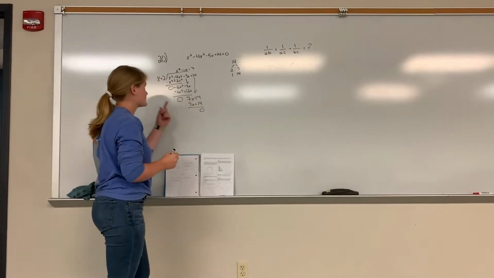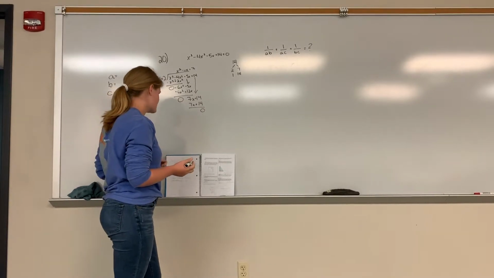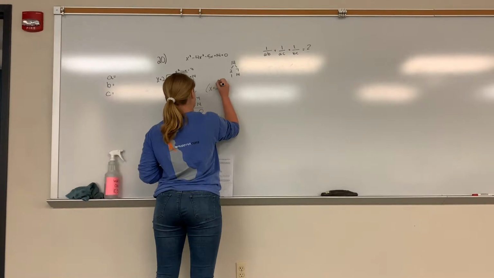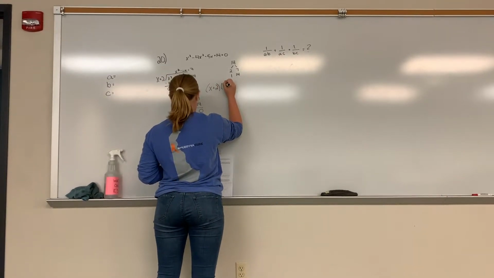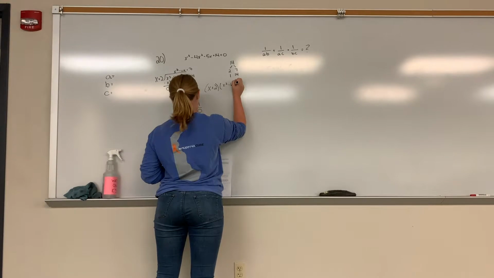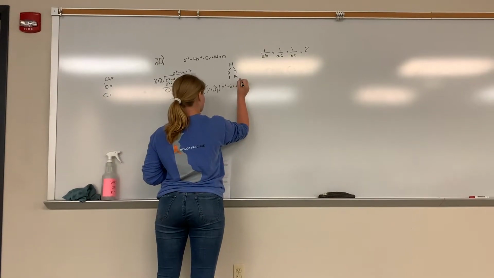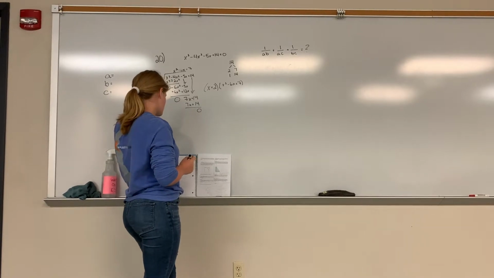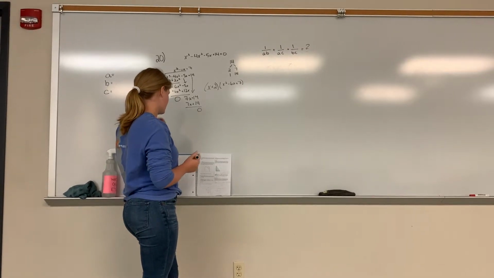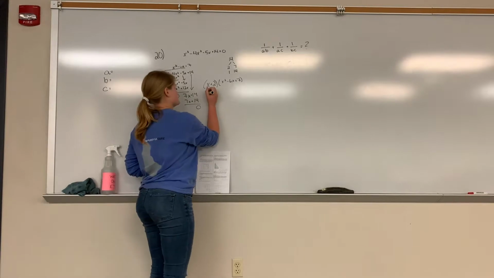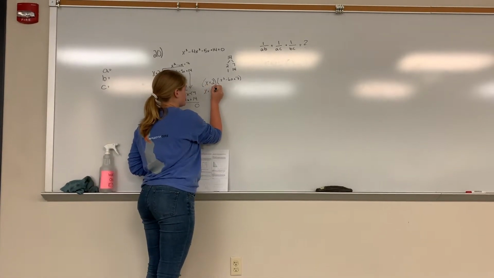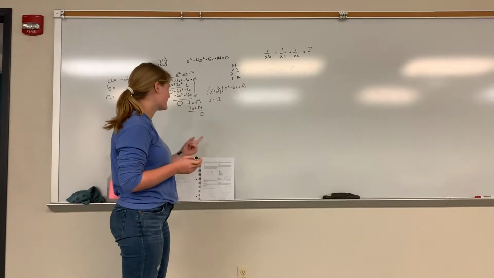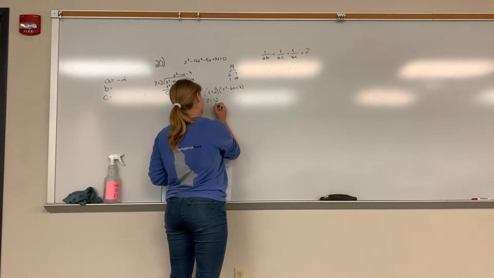So that's a factor. Then we take our two factors: x plus 2 times x squared minus 6x plus 7. This x squared minus 6x plus 7 does not factor. So our first answer is going to be x equals negative 2. So we're going to use the quadratic formula to find the other two solutions.